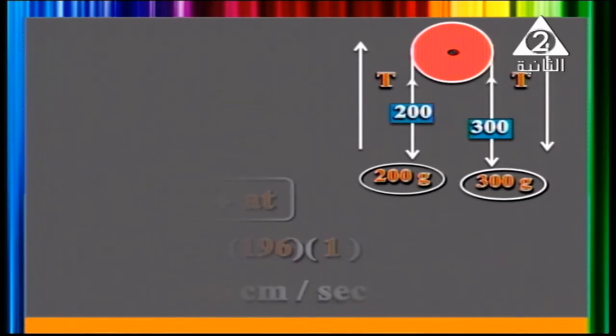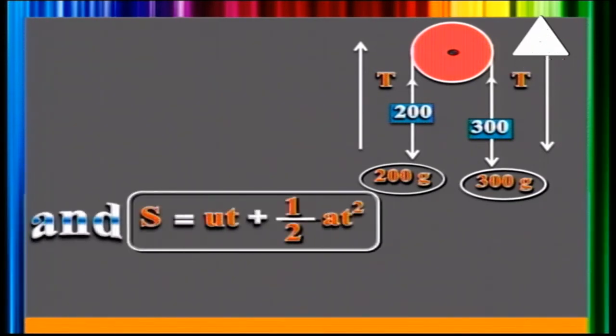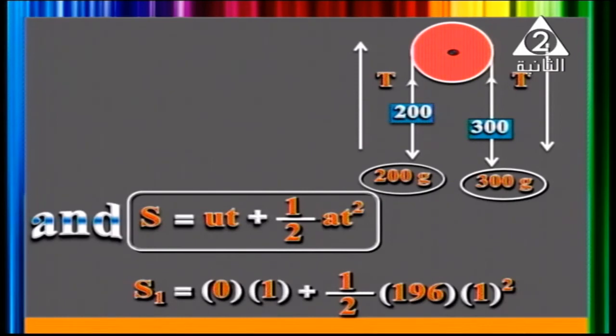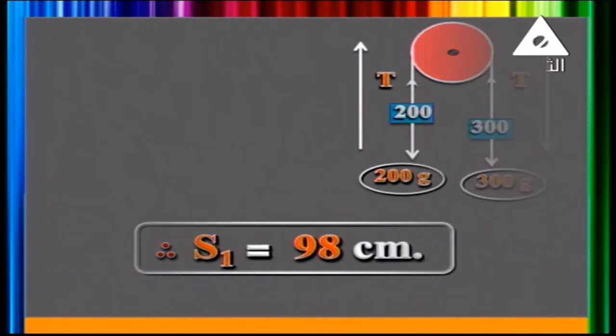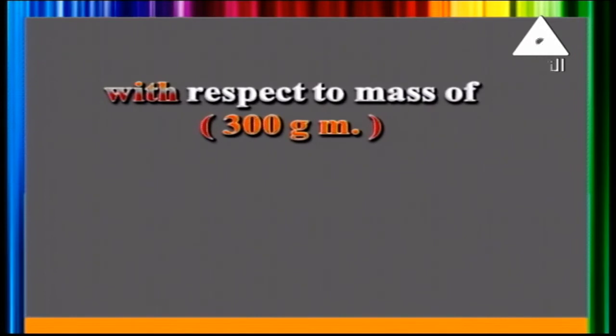My dear student, we use the second equation of motion, S equals ut or v naught t plus half a t square, to find the value of S. S1: initial velocity 0, time is 1, acceleration 196. Then we find S1 equals 98 centimeter. Now, with respect to the mass of 300 gram.